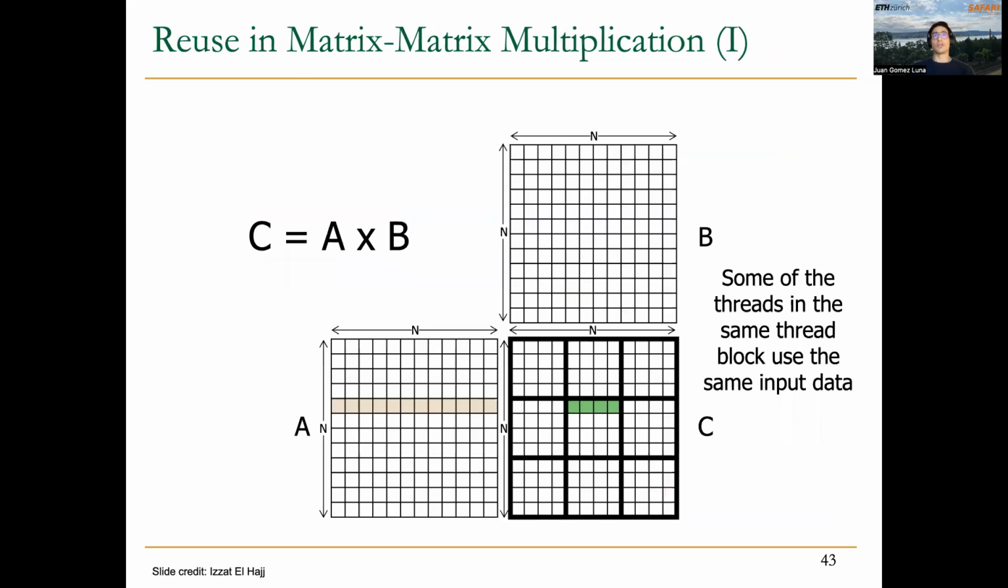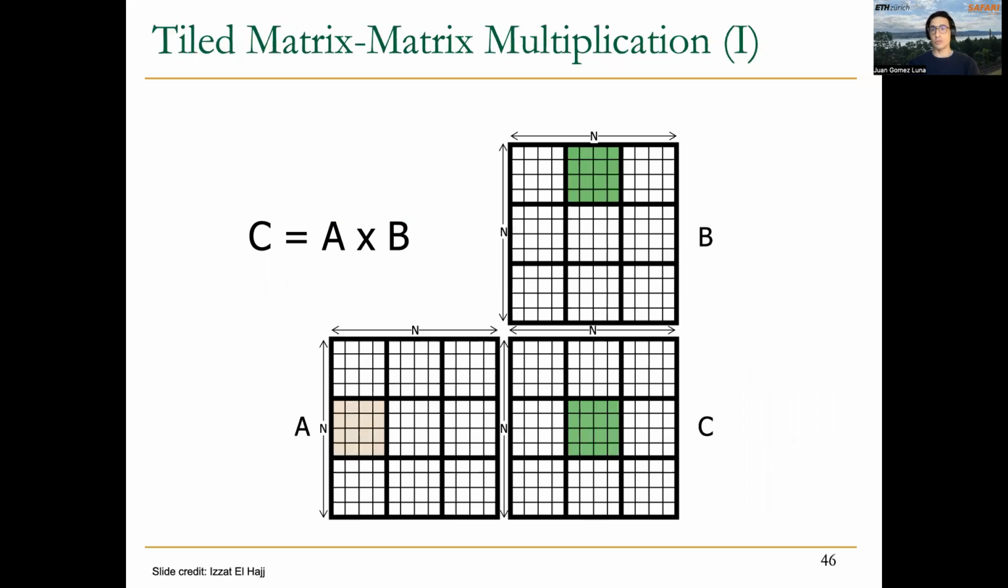But the observation here is that there is a lot of reuse. Why is that? Because if we have 4 threads computing these 4 elements of C here, all these 4 threads need to access all elements of this specific row of matrix A. And all the 4 threads will have to access the same column of matrix B. So we can take advantage of this data reuse by doing a tiled matrix multiplication.